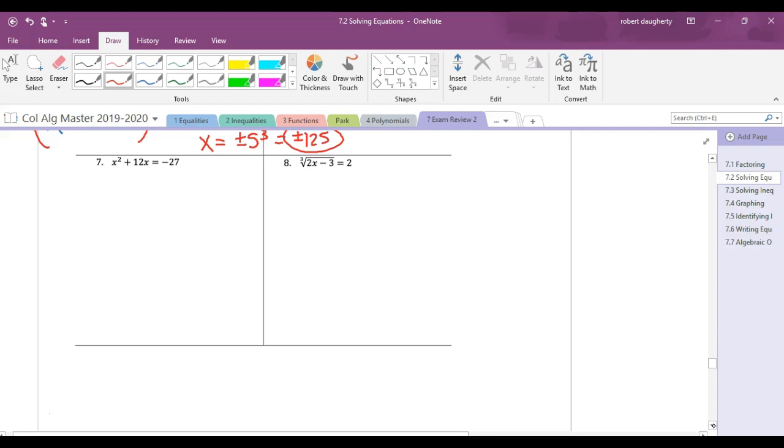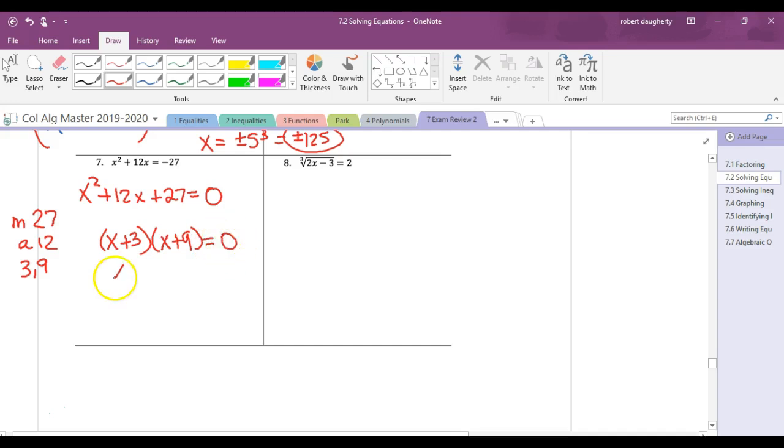Number 7. To solve this, I would love for it to be equal to 0. So x squared plus 12x plus 27 equals 0. Now, I want to solve this by factoring. Are there numbers that multiply to 27 and add to 12? It looks like a 3 and a 9 will do that. This is x plus 3, x plus 9 equals 0. So x equal negative 3 and negative 9.